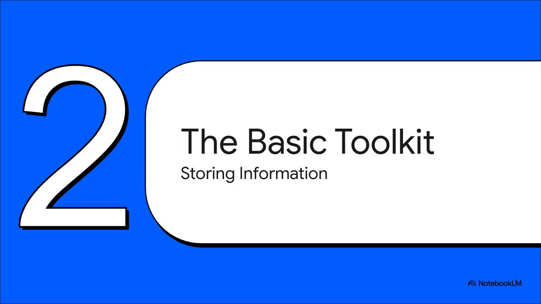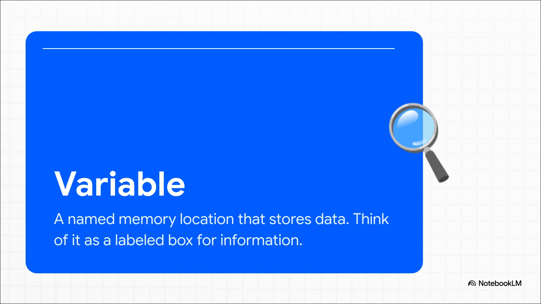All right, our factory is all set up. So what's the very first tool we need in our toolkit? Well, to do anything useful at all, a program has to be able to remember things. It needs to store information. So how does it do that? The answer is something called a variable. And honestly, the best way to think about it is just as a labeled box. That's it. We give the box a name, say player score, and then we put a piece of information inside it, like the number 100. This is our most fundamental tool for holding on to data.